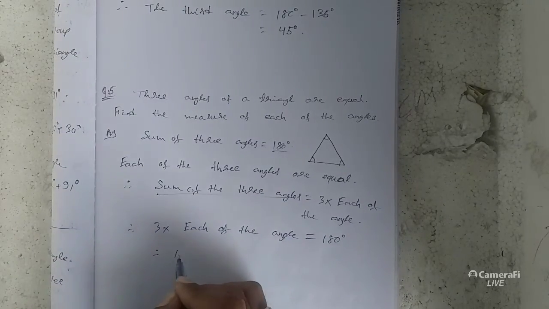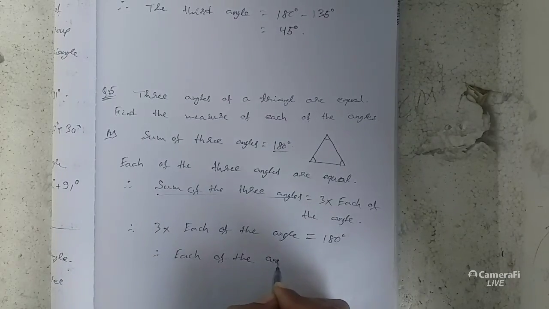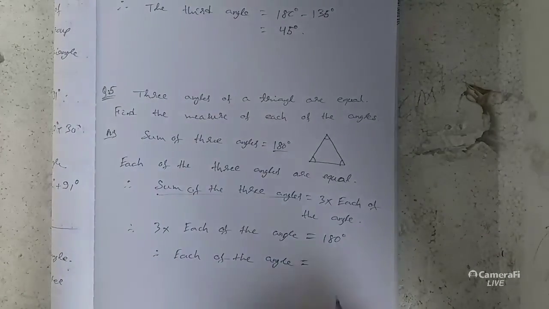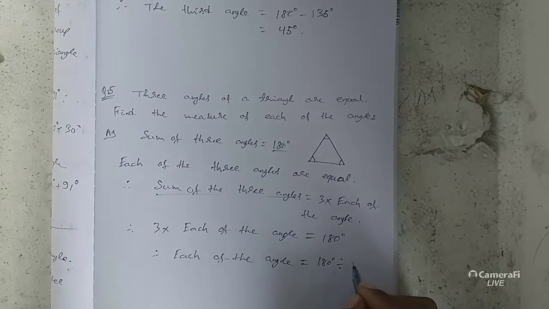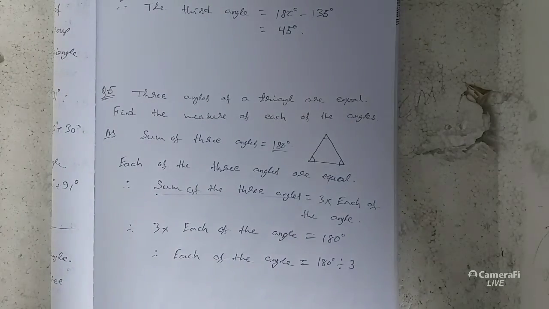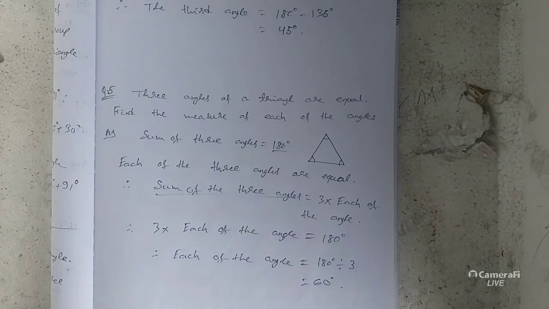Therefore each of the angle should be divided by 3. To find each angle we should divide 180 degree by 3. 3 6s are 18, so 60 degree. So each of the angle is of 60 degree. This is the answer.